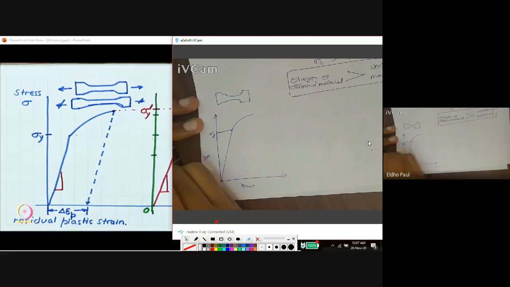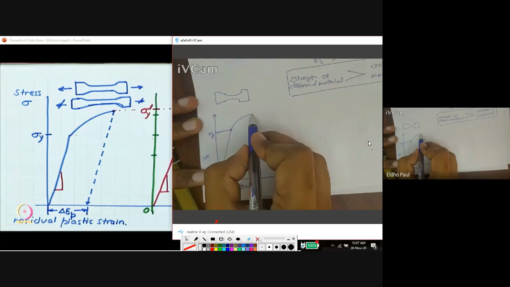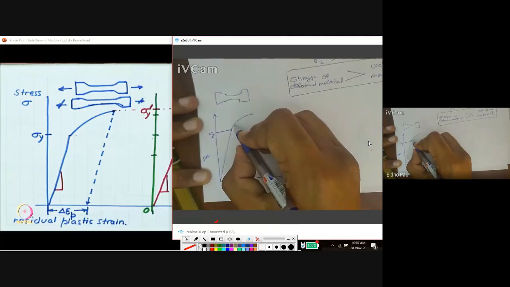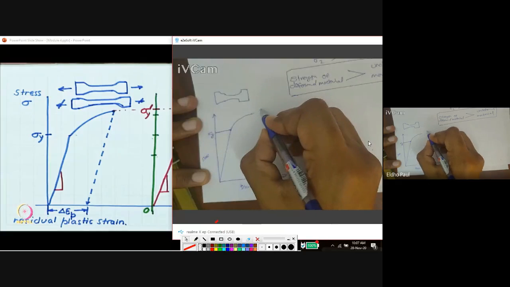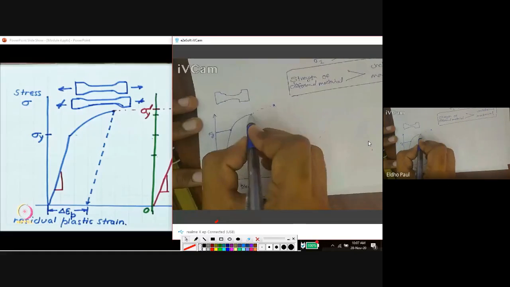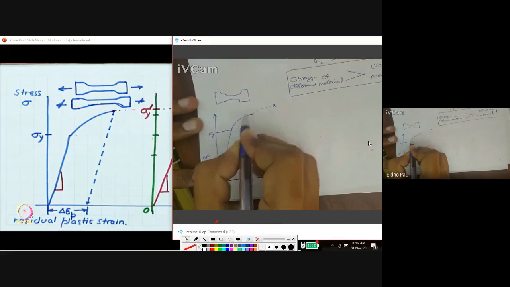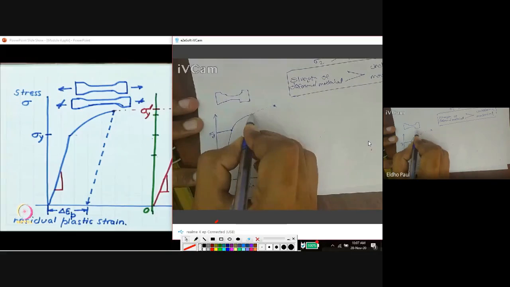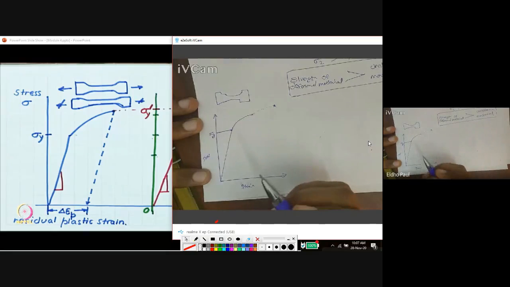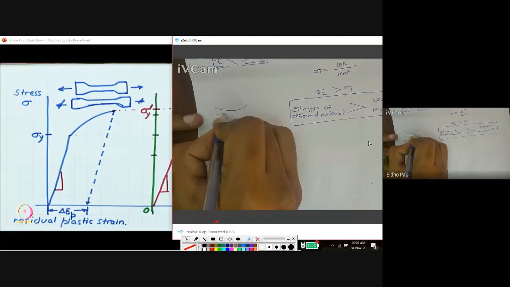Okay. At this point I stop this experiment. This is not a fracture point. We can further increase. This is the fracture point, but I stop the experiment at this point. From this point to this point, this material undergoes plastic deformation. This is the final shape of the material after this plastic deformation.